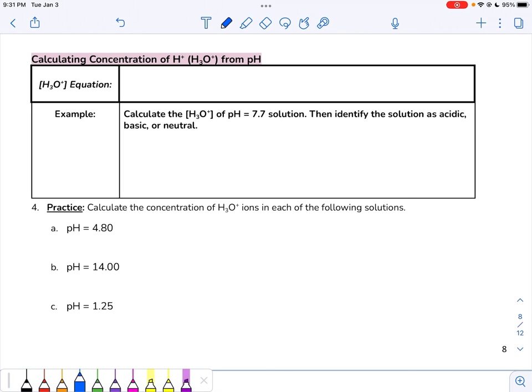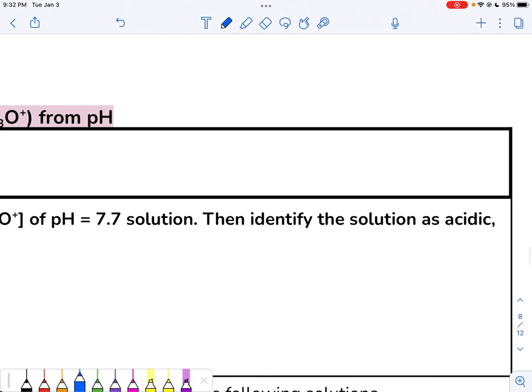Okay, so now let's say I want to go the other way. I want to calculate the hydrogen ion concentration from a given pH. So let's think back to what the pH equation was. pH is equal to negative log of the concentration of hydrogen ions. If I want to solve for concentration of hydrogen ions, I have to get it out of the log. How do I do that? Properties of logarithms. I'm going to raise both sides of the equation by the base of the logarithm, which is base 10. So 10 to the negative pH.